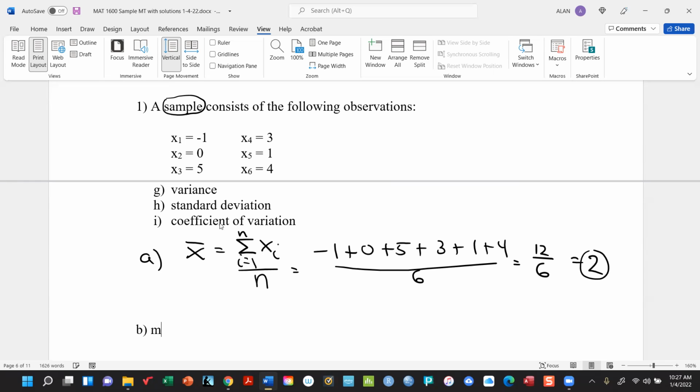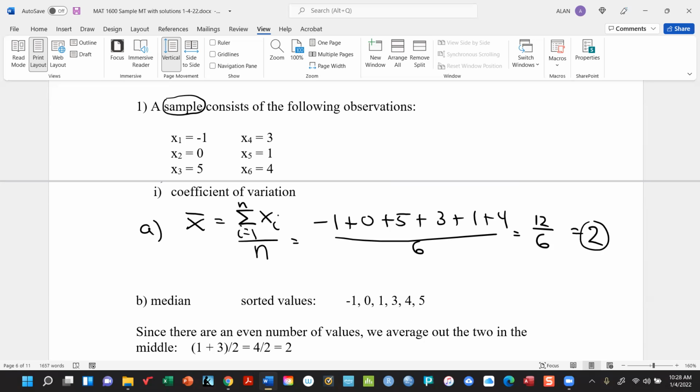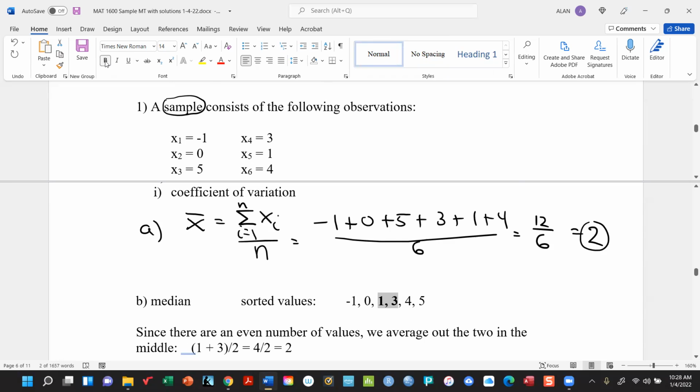Now for the median, what we need to do is take the sorted values, and those are -1, 0, 1, 3, 4, and 5. So we note here that since there are an even number of values, we average out the 2 in the middle, which is the 1 and the 3. So we also get a 2 for the median. Where did that come from? We've already sorted. We're averaging out the 2 in the middle. If we had an odd number of values, we would have just gone directly to the center.